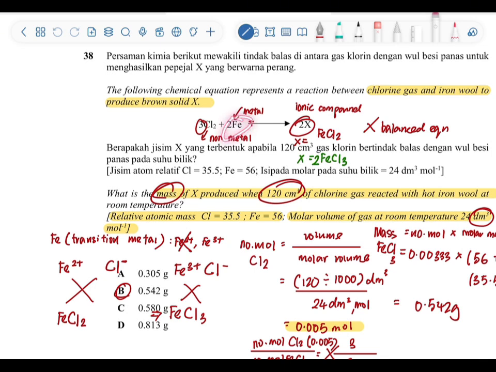Okay, we have 2 iron. For iron it is balanced. For chlorine, it is 3 times 2 equals 6 at the left-hand side, and then 2 plus 2 chlorine, which is 4. So 6 is not equal to 4. So this is not a balanced equation.